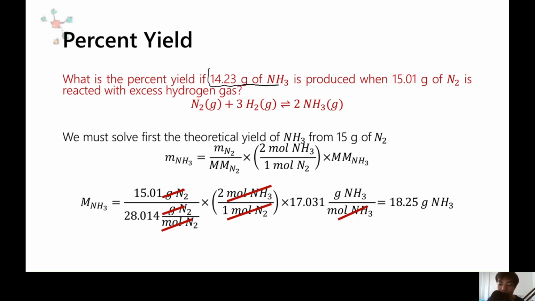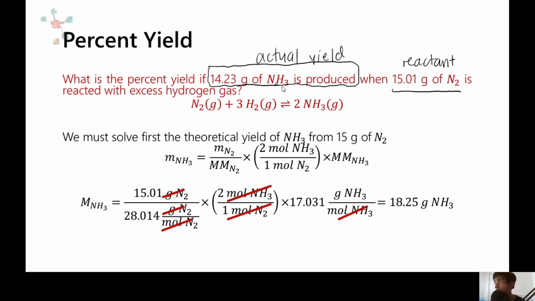Basta check nyo lang yung sentence, check nyo yung grammar niya. Past tense eh, produced daw. So, ibig sabihin, tapos na yung reaction. Ayan yung nakuha niya, so this serves as our actual yield. Ganito daw karami yung product na na-produce nung nireact niya ito with excess hydrogen gas. So this is your reactant, tapos ito yung reaction. Ito lang yung nakuha niya.